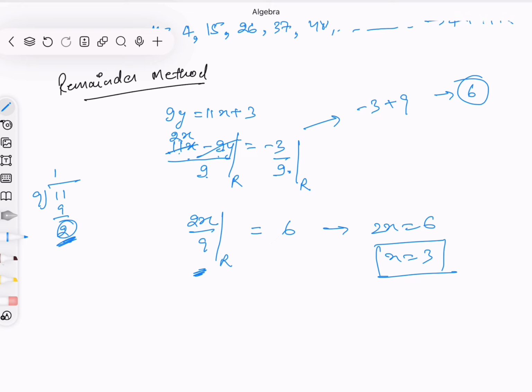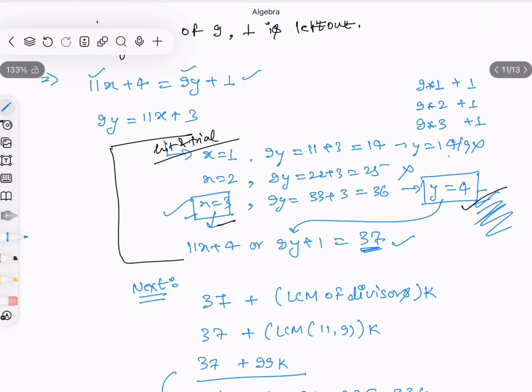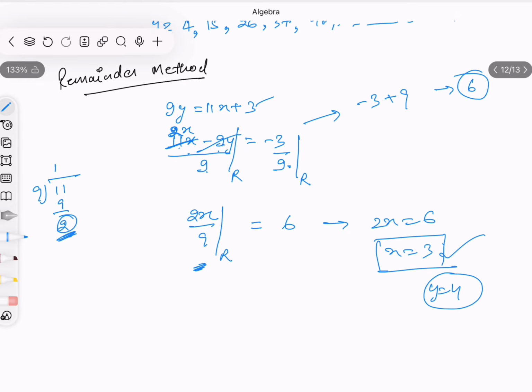Just remove this. Have 2 here because 11 by 9, the remainder is 2, so 2x. Here the remainder with y you get 0, so we removed y altogether. Then we have minus 3 by 9, so the remainder is going to be 6, so x is 3, and you have your first solution. Now you could put x equals to 3 here, and you will have y equals to 4. So instead of putting the values x equals to 1, 2, 3, you have this, a simpler way.